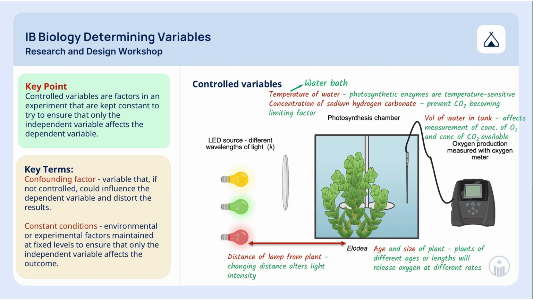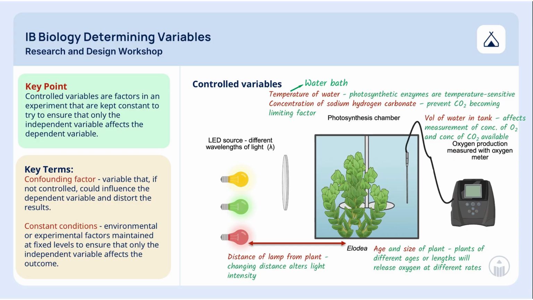the dependent variable. For instance, in our experiment looking at how different wavelengths of light affect rate of photosynthesis in Elodea, there are a number of key variables that must be controlled. The temperature of the water must remain constant because photosynthetic enzymes are temperature sensitive, and even small fluctuations can alter the rate of oxygen production.